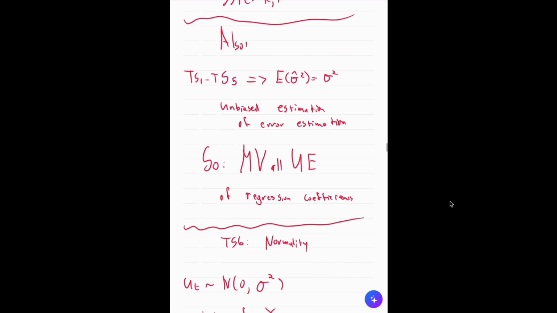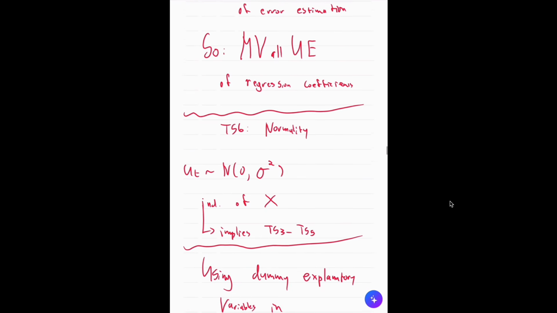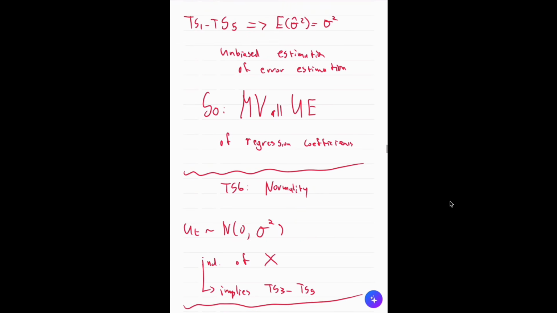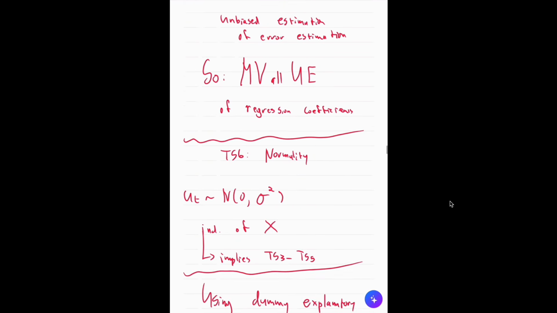And then, this is more important, when you have the first five of these assumptions satisfied, you have an unbiased estimation of the error variance. So the expected value of the variance estimator is equal to the true population variance. That means we have the minimum variance of all unbiased estimators of the regression coefficients. So the OLS regression we're using has minimum variance of all unbiased estimators, right? So that's nice. We have, I guess you can say, efficient estimators. It's the lowest variance possible.